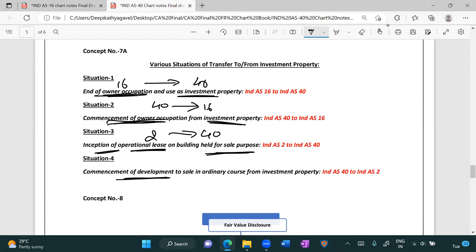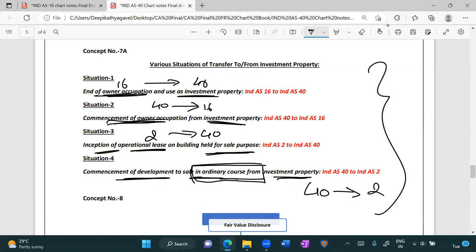Next, commencement of development with a view to sale in the ordinary course from investment property. From investment property, we are changing it to development for being sold in the ordinary course. Ordinary course means what? My actual business, right? So then it will become what? My inventory. So what will apply in this? Ind AS 2 will apply, right? So these are some examples of transfer.